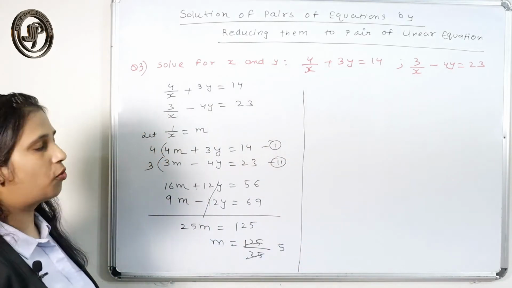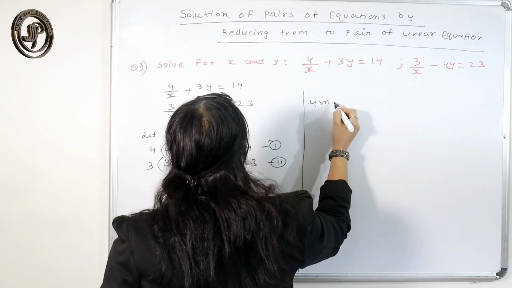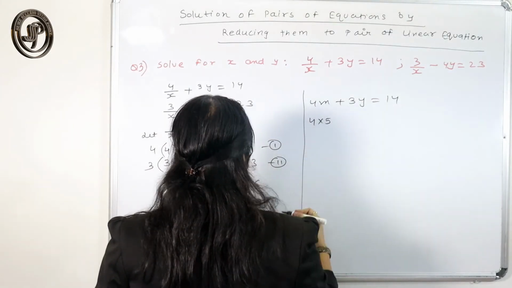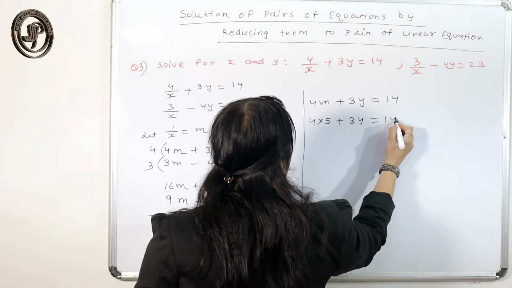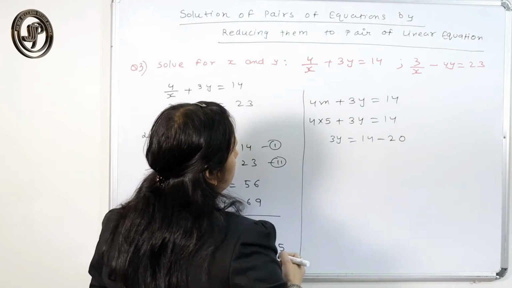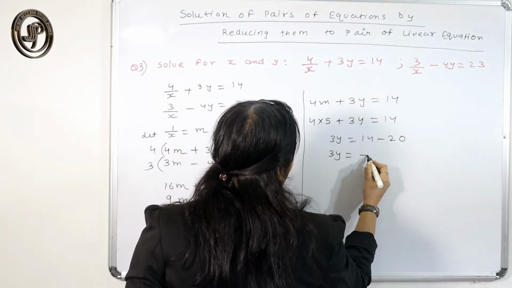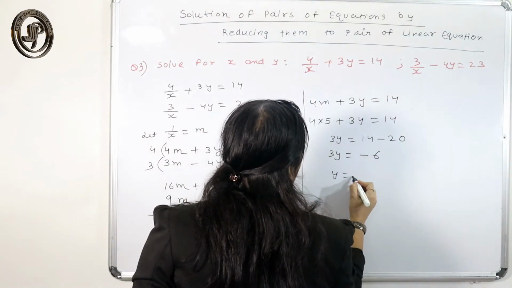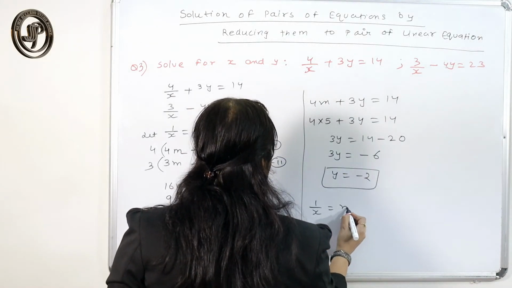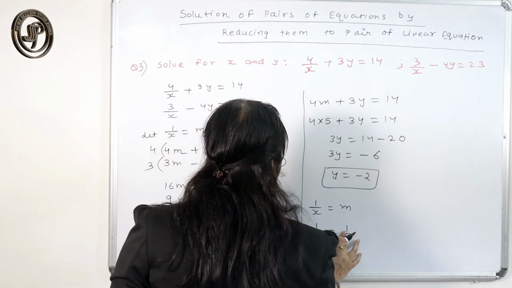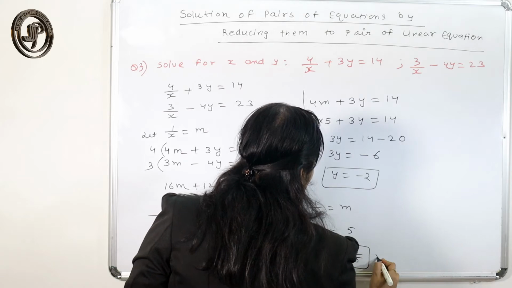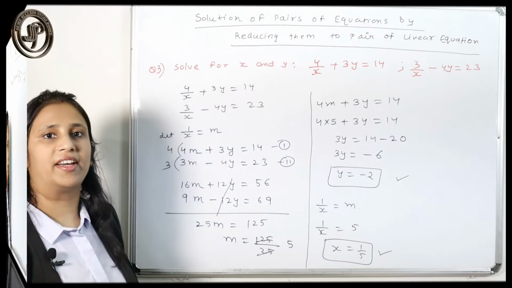Now I am going to put the value of m in equation 1. 4m plus 3y is equal to 14. So 4 into 5, because m is 5, plus 3y is equal to 14. So 3y is equal to 14 minus 20. So 3y is equal to minus 6, so y will be minus 6 by 3, which is minus 2. And 1 by x you have substituted as m. So 1 by x is 5 because m is 5. So here x is 1 by 5. x is 1 by 5 and y is minus 2 is your final answer.